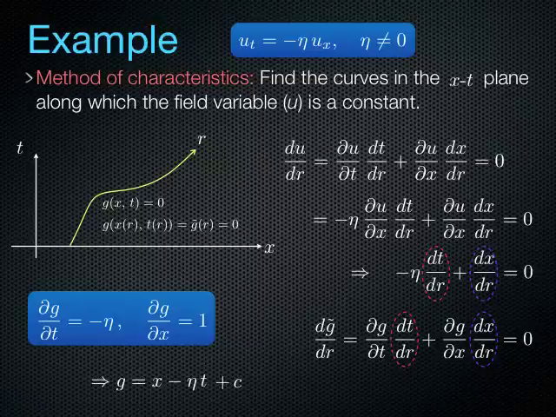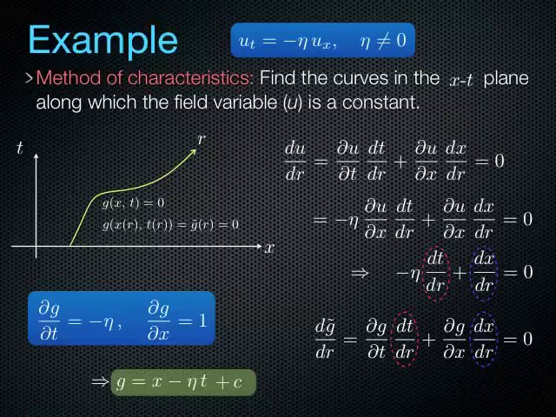So we have found this g along which this field variable u is a constant. And what does it look like? Well, it looks exactly like a line. It is a line. In fact, it is a family of lines, all of which have a slope of eta in the xt plane. So that's very revealing because it tells us the solution to the equation in the blue box.